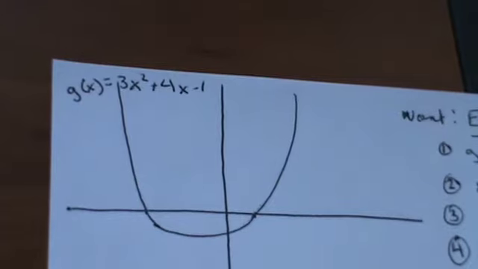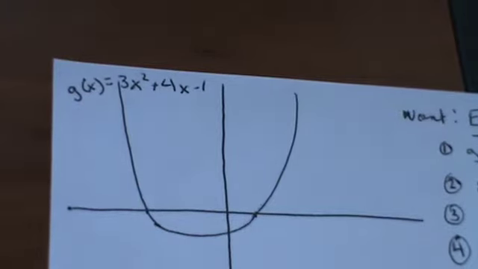Okay, so I'm going to do a problem that is in your note, so please make sure you have that right in front of you so that you can follow along. The function that I'm considering is g of x equals 3x squared plus 4x minus 1, and I have that sketched out here. And this is what I'm trying to find.